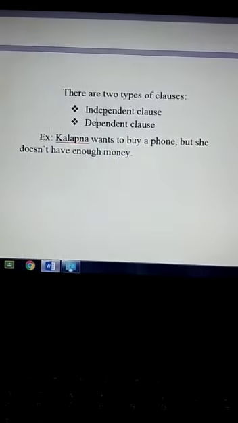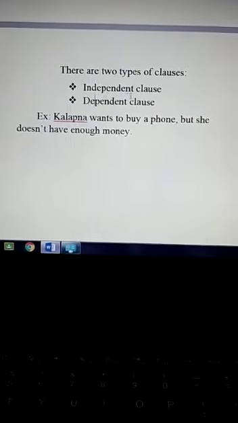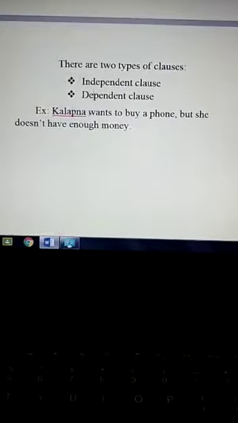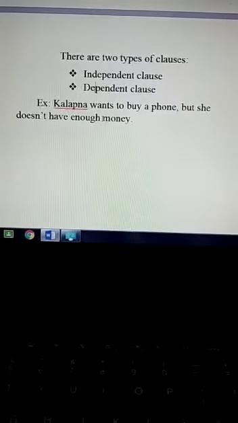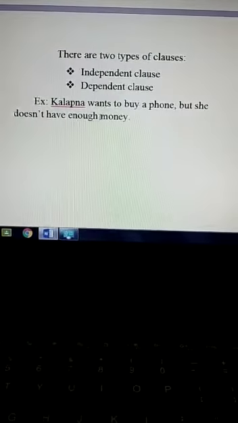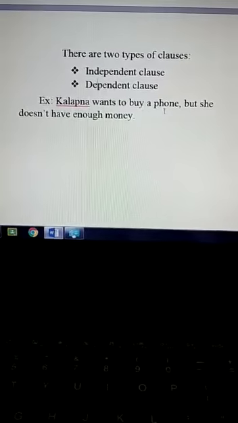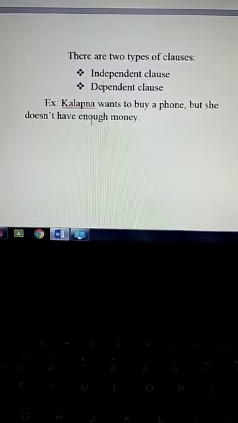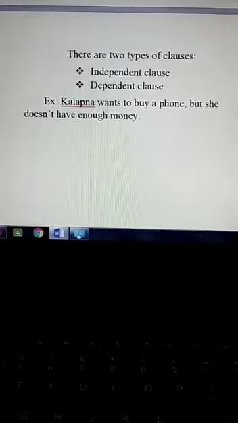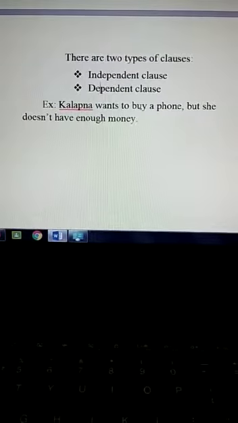There are two types of clauses. First one, independent clause. Second one, dependent clause. What is an independent clause? The independent clause has a subject as well as a predicate. It is a complete sentence. That is called an independent clause. See the example. Kalpana wants to buy a phone, but she doesn't have enough money. Here, see the first sentence. Kalpana wants to buy a phone. A complete sentence. Here, Kalpana is the subject, wants to buy a phone is the predicate.